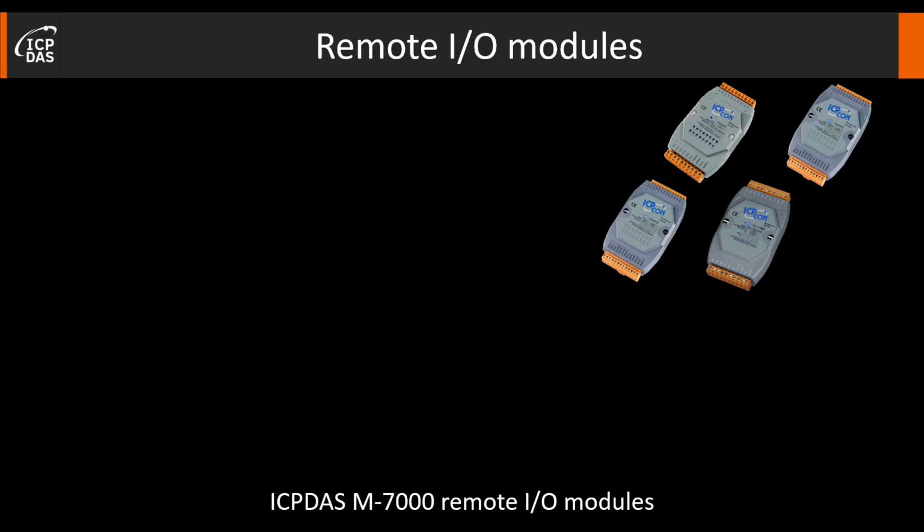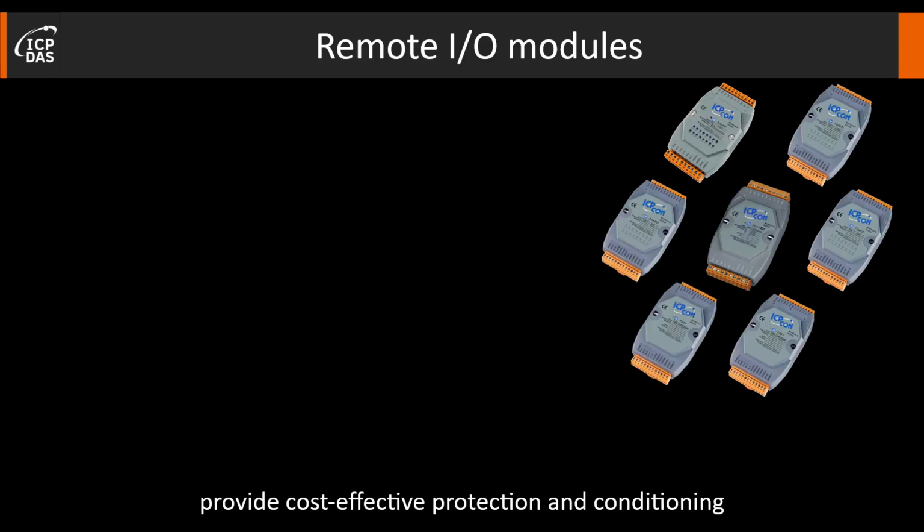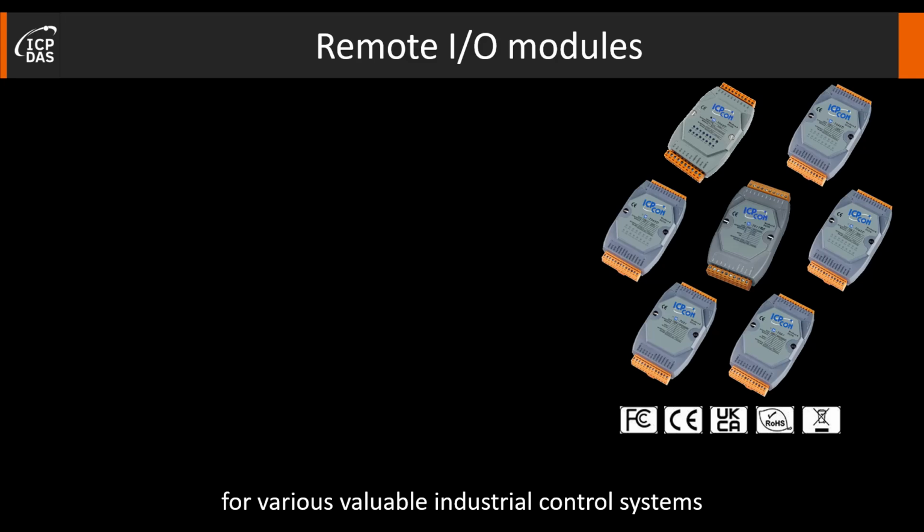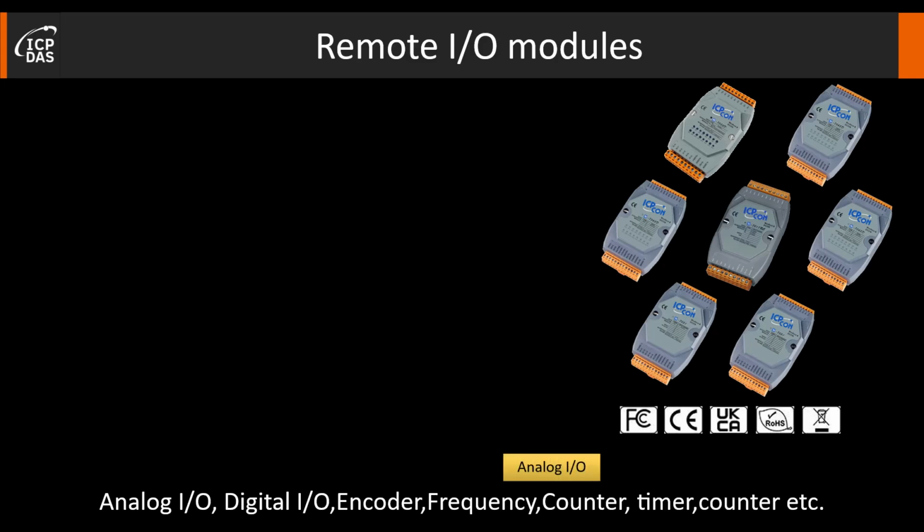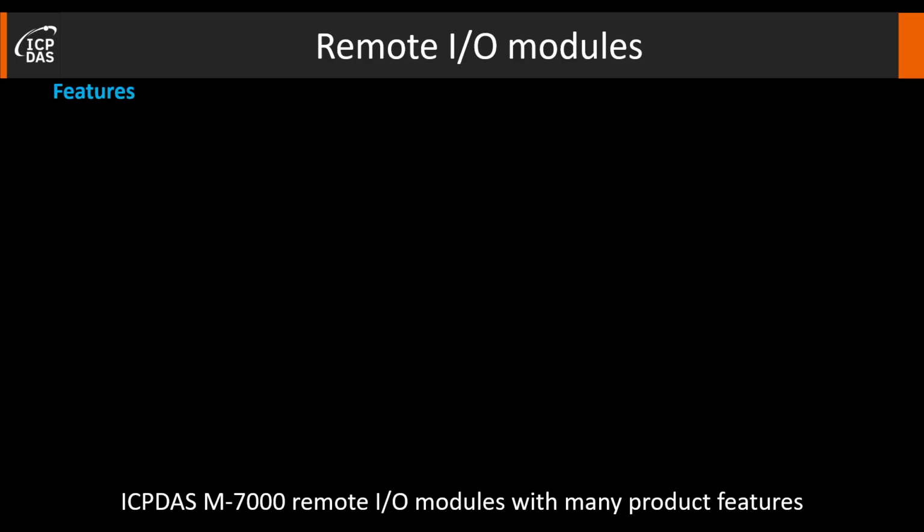ICP-DOS M-7000 remote I/O modules provide cost-effective protection and conditioning for various valuable industrial control systems. The series includes analog I/O, digital I/O, encoder, frequency, counter, timer, etc. ICP-DOS M-7000 remote I/O modules come with many product features.